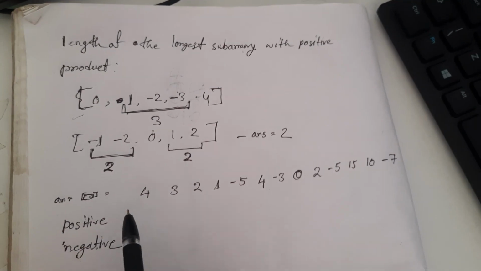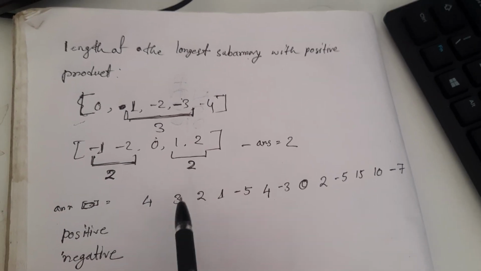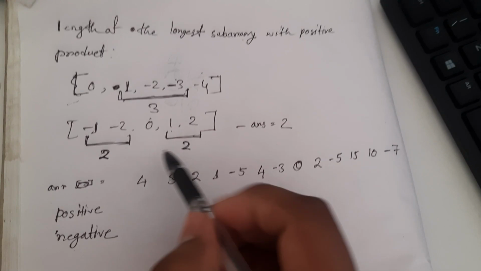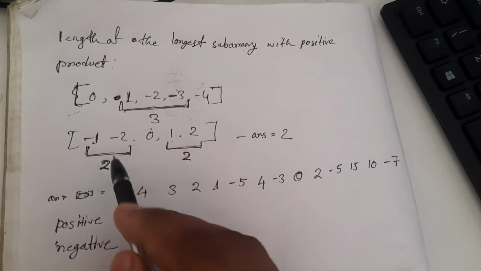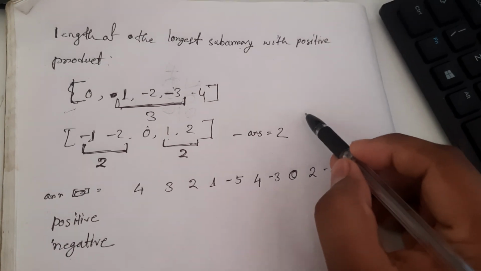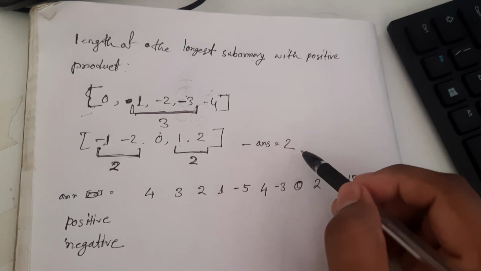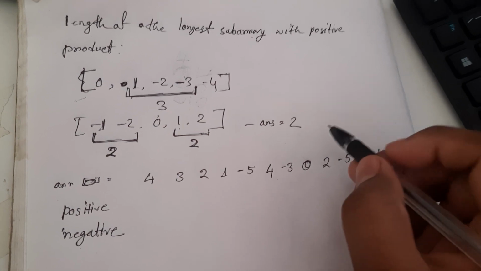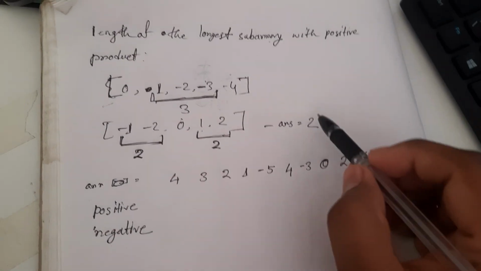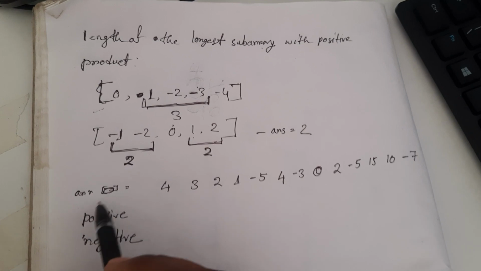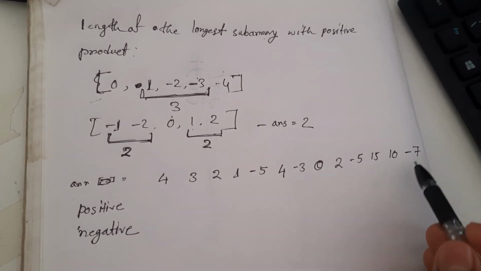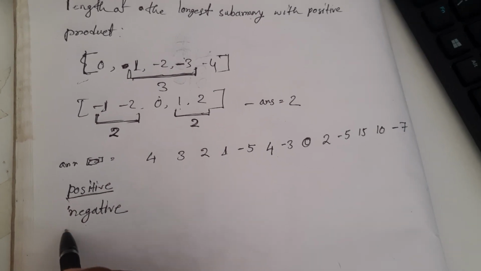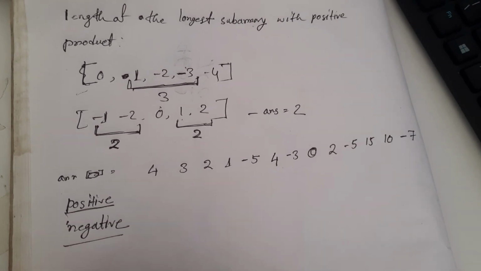Basically, whenever we get a positive value, we will increase the length, because this could be our answer. And whenever we get a negative value, if we get an even number of negative values, the whole product will give us a positive value. This is one example, and here positive means the length of the positive product, and negative is the length of the negative product.